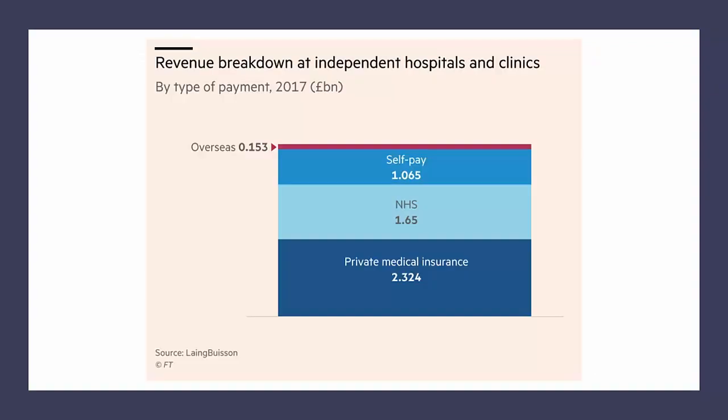Here we're looking at the revenue breakdown at independent hospitals and clinics in 2017 by type of payment. And you can see here again, unsurprisingly, private medical insurance accounts for the vast majority, but in second place, significantly, is the NHS. And then in third place, you have self-pay, that is people who are paying out of their own pocket directly rather than via private medical insurance. And then overseas is at 0.153%. That is to say, what's also known as health tourism, people coming from overseas to get the best care that they can find in the UK.